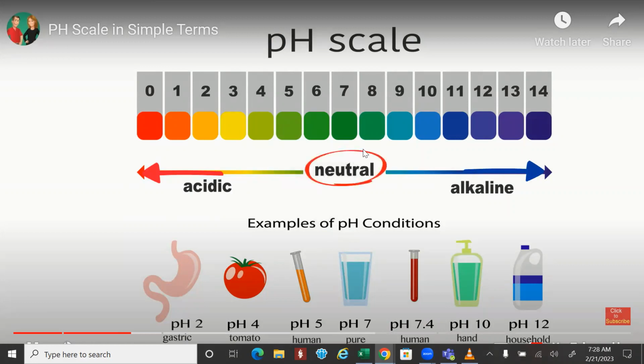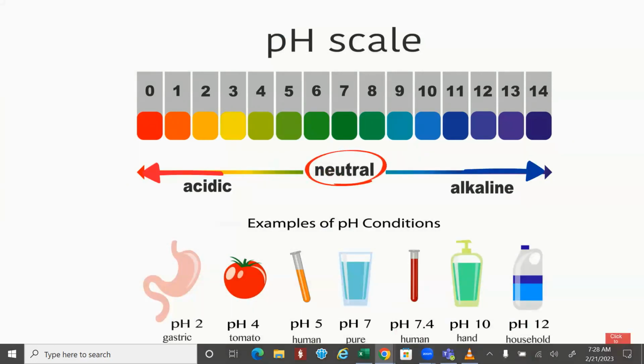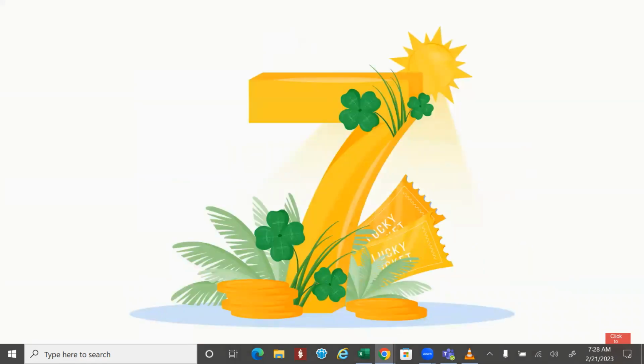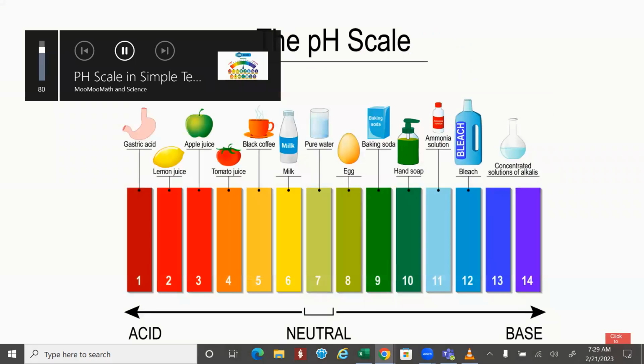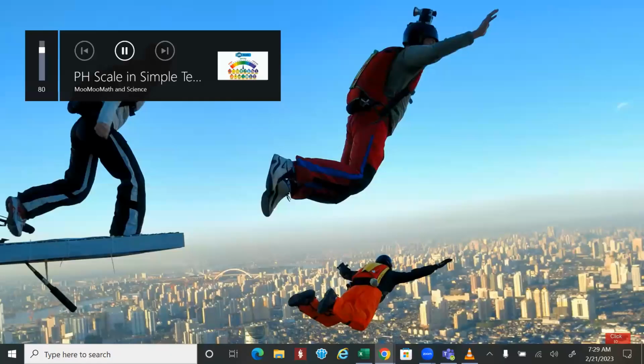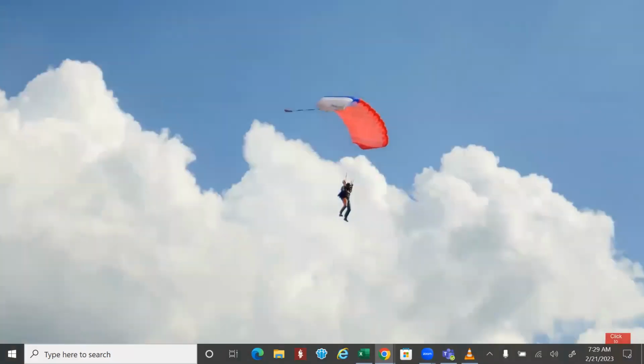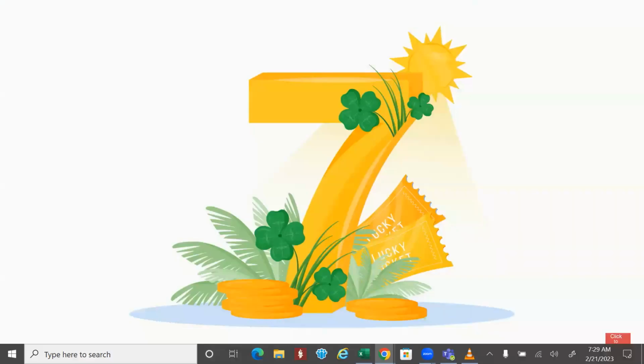Because 7 is neutral. To remember which numbers are acidic and which are basic, I use lucky 7, or 7 is heaven on the pH scale. You remember that 7 is used. I also remember by thinking of base jumping, where you jump from a high place, so base must be a high number. Again, remember, lucky 7 or 7 heaven.